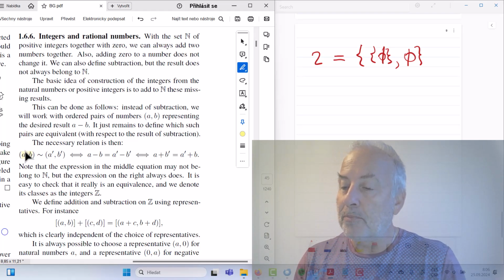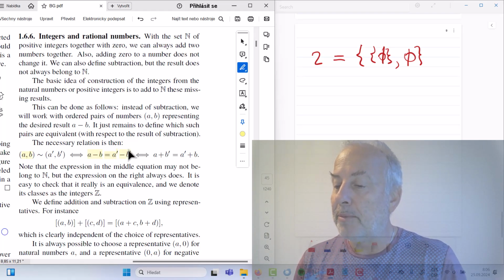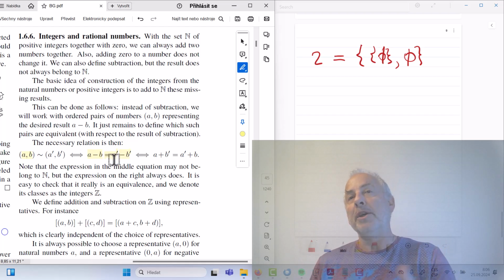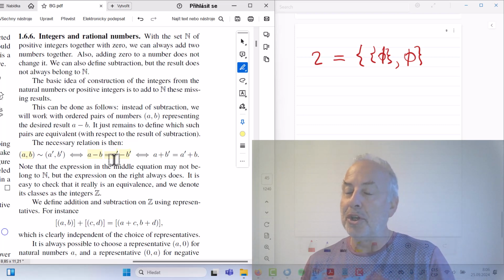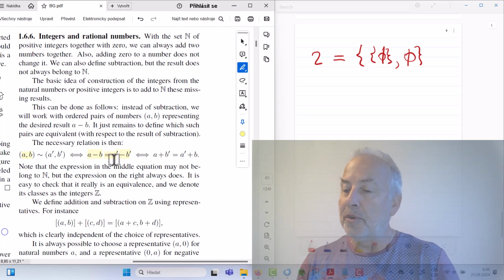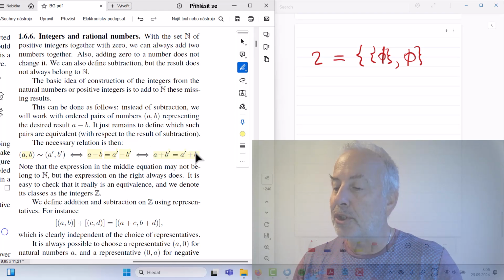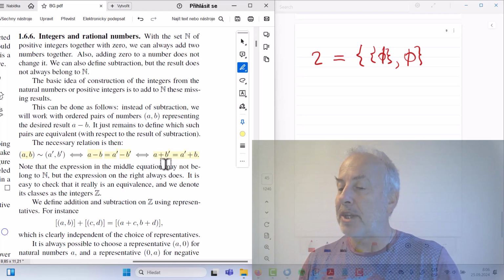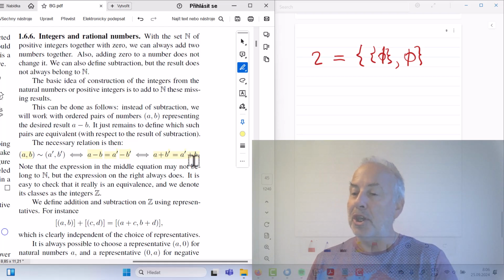And of course, we can't write it this way, because these things do not make sense, but because we know that the algebraic operations we want to introduce on the newly constructed integers should obey all the rules, we know that this one must be equivalent to this one. And this one makes sense, right? So a plus b dash must be the same as a dash plus b. And that's the relation we define. We check that it's an equivalence, and then the integers are the equivalence classes of those things.